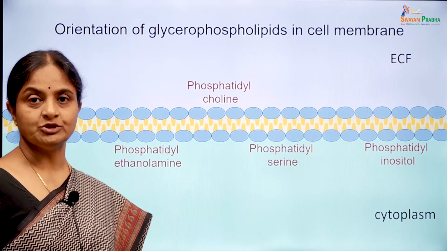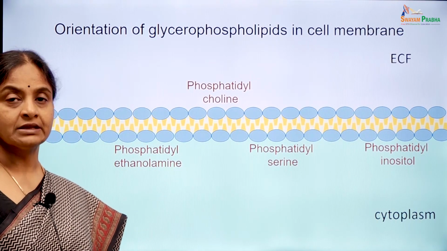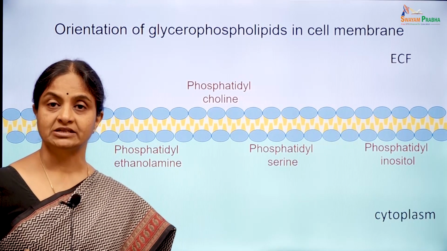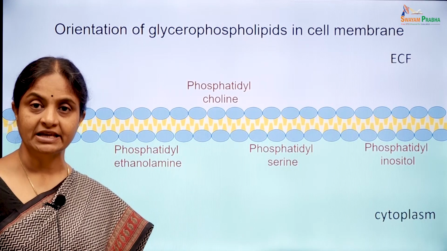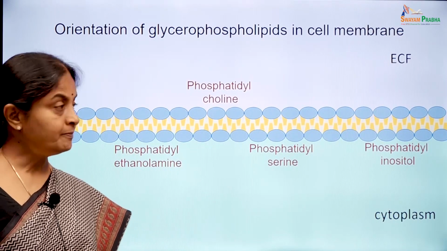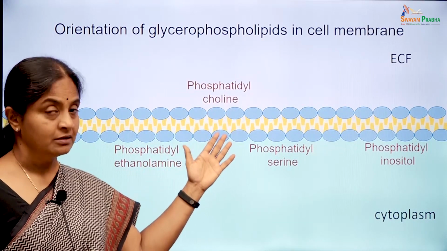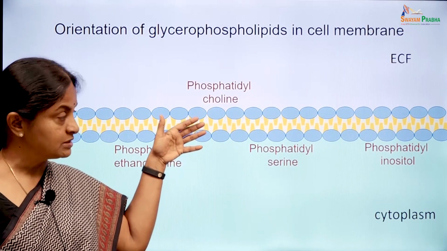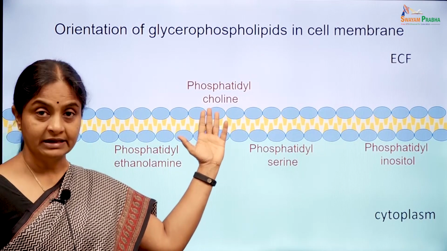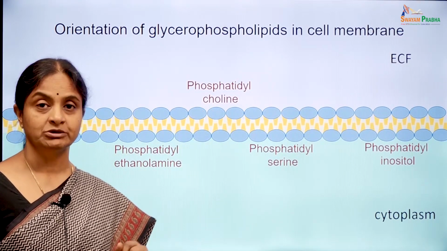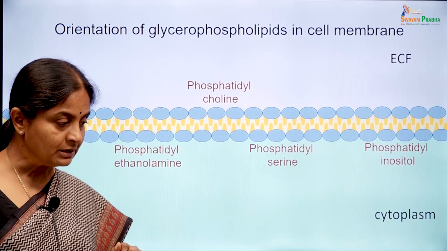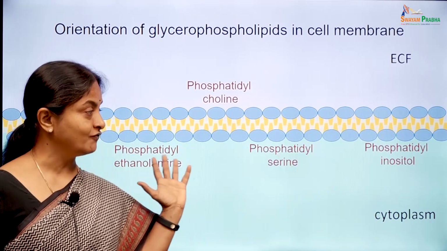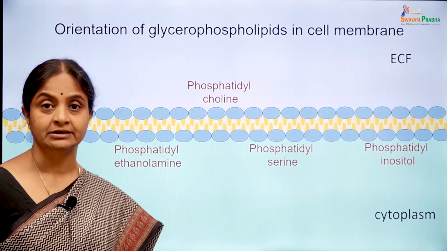This orientation seems to be important, and in fact, there are ATP-dependent enzymes called flippases and floppases which work to maintain this polarity. For example, if phosphatidylcholine moves to the inner leaflet for some reason, flippases will push them back against a concentration gradient to the outer leaflet. And floppases help to maintain the concentrations of the other three in the internal leaflet only.